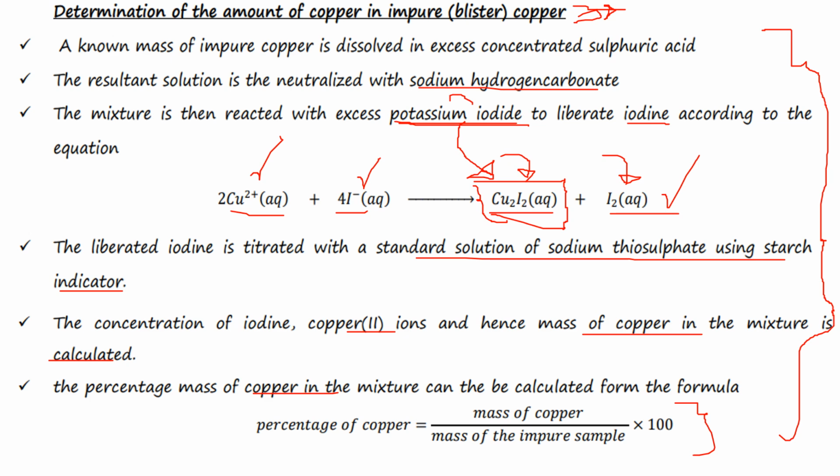So the percentage of copper is going to be given by the mass of copper which you have calculated, divided by the mass of the impure sample, or the blister copper, multiplied by 100, and it's going to give you the percentage of copper. That's how we can obtain the percentage of copper present in blister copper in case you come across such a question. Such questions are given marks ranging between 5 to 6 marks, so you need to be very, very attentive when you find them.